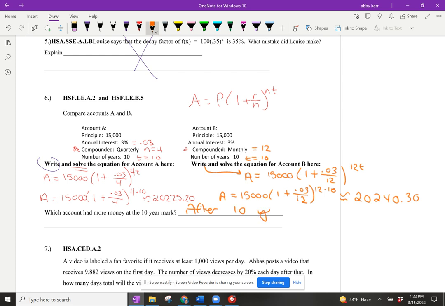So after 10 years, the account B has more money. And the reason why it has more money is because the interest rate is happening 12 times a year, whereas compounded quarterly only happens 4 times a year.